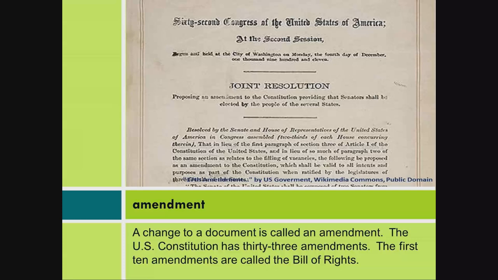Amendment. A change to a document is called an amendment. The U.S. Constitution has 33 amendments. The first 10 amendments are called the Bill of Rights.